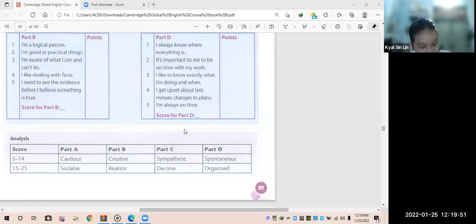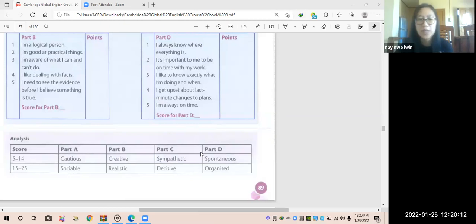For part A, I got 17, so I'm sociable. And for part B, I got 17 too, so I'm realistic. And for part C, I got 18, so I'm decisive. For part D, I got 17, so I'm organized. Yes, organized person. Okay, thank you. This time, Nanita.